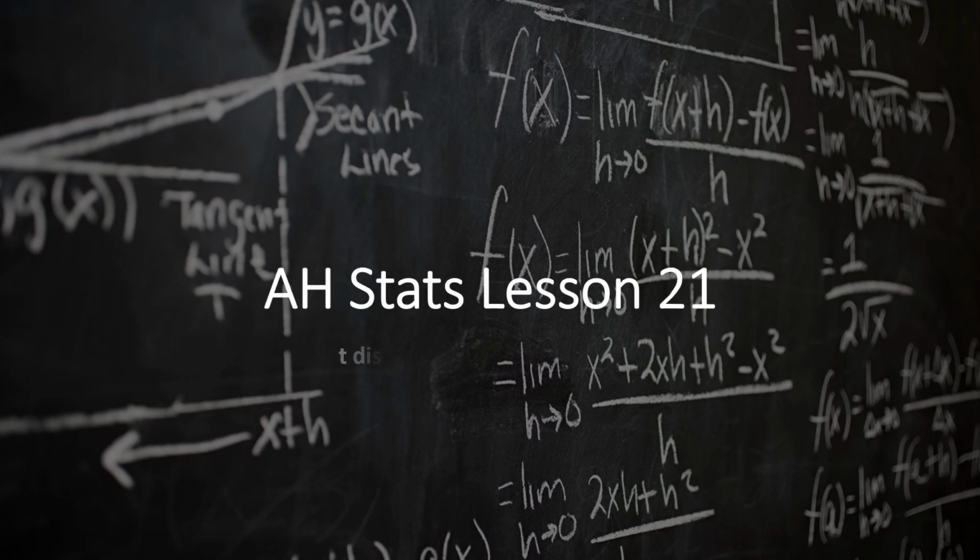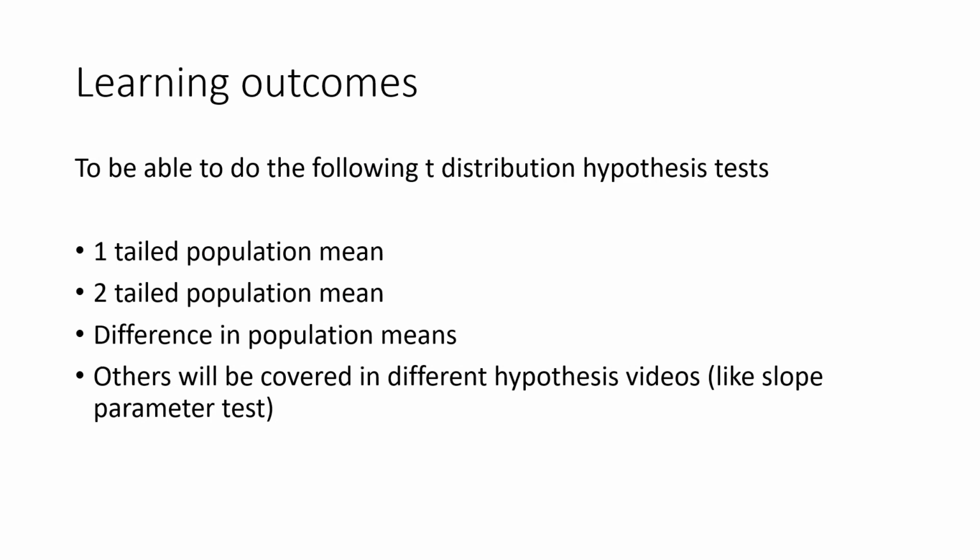Hi everyone, welcome to lesson 21 of the Advanced Higher Stats course. In this lesson, we'll be looking at most of the t-distribution hypothesis tests. By the end of this lesson, you should be able to do a one-tailed and two-tailed population mean test and a difference in population means test.